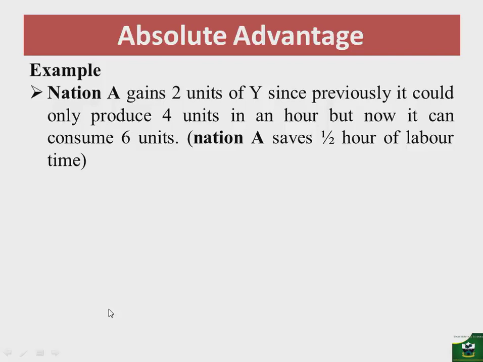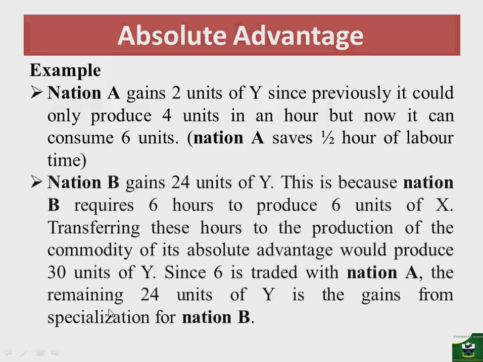For nation B will gain 24 units of Y, and this is because nation B requires 6 hours to produce 6 units of X. And transferring these hours to the production of the commodity of its absolute advantage, which is commodity Y, it means nation B produces 30 units of Y. And since 6 is traded with nation A, the remaining 24 units of Y is the gain from specialization for nation B. So in conclusion, nation A will gain 2 units of Y, while nation B will gain 24 units of Y, and therefore the total gains from specialization is 26.